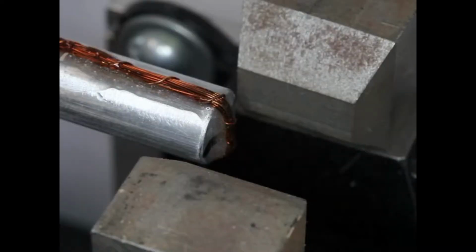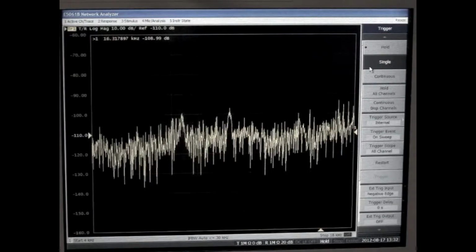By rotating the bar 90 degrees and putting only the end of the coil into the magnetic gap so that the coil is perpendicular to the magnetic field lines, you can excite the longitudinal modes of the bar. I'm going to do a sweep from 4 kilohertz to 18 kilohertz.